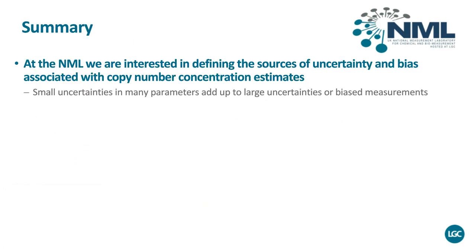So in summary of this webinar, we're interested in defining those sources of uncertainty and bias. In this particular example, we've looked at copy number concentration and copy number variation estimates. It's the small uncertainties in many of those parameters that could add up to a large uncertainty, so you end up with a biased measurement that is not the same as your true measurement.